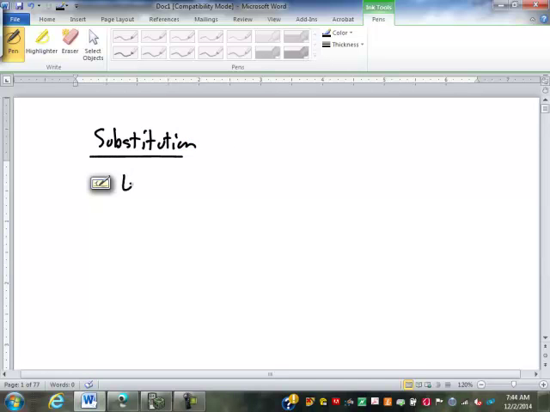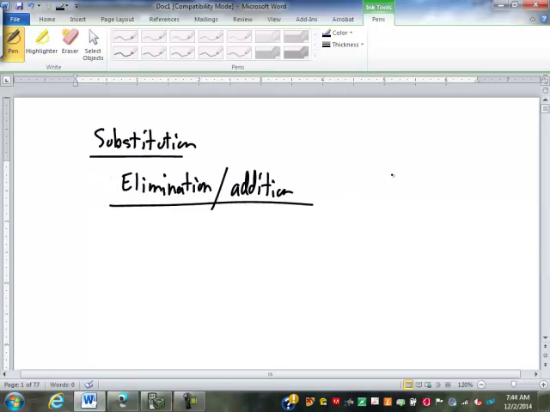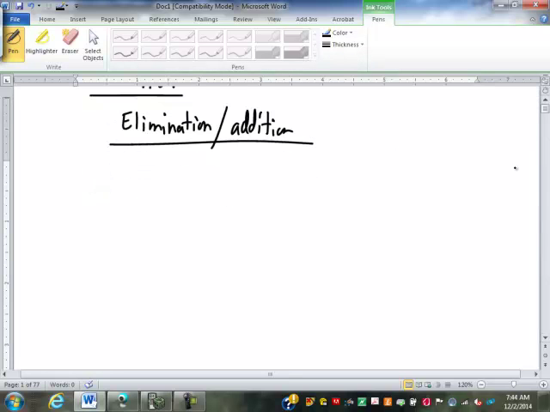And then we looked at the elimination or addition method, where you had to adjust the equation so that one of the variables canceled out when you added down the columns of that system. So let's take a look at a system and review how to solve.